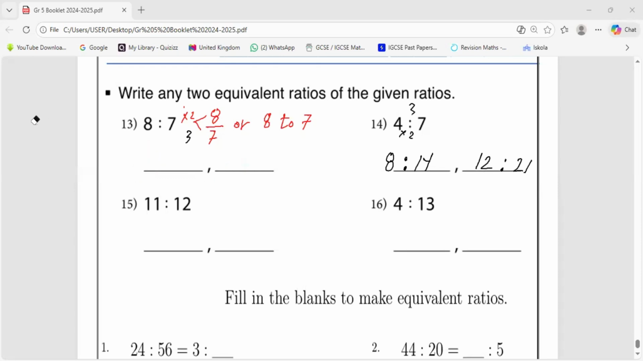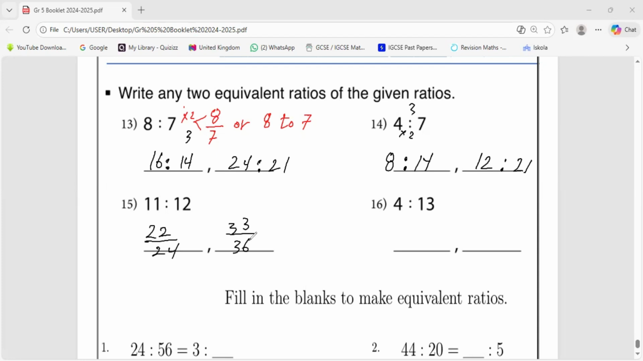The same, you multiply by 2, you get 16. You multiply by 2, you get 14, and so on. Here you multiply by 3, you get 24 to 21, and so here is an equivalent ratio. The same, multiply by 2, 20. Multiply by 2, 24, multiply by 3, 33, multiply by 3, 36.